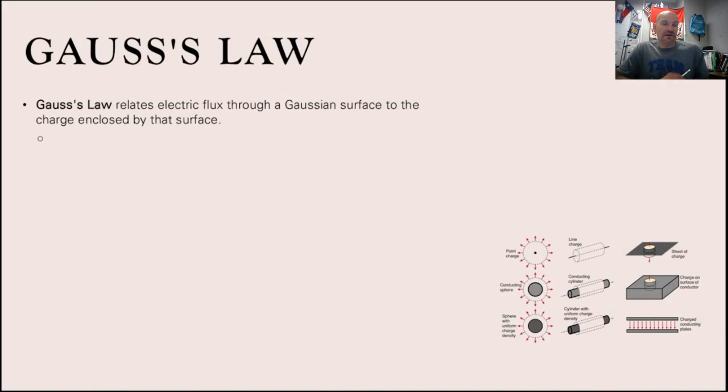So Gauss's law relates the electric flux that we just talked about in the last video as it passes through a Gaussian surface that encloses charge. So they're going to take it a little bit further than what we talked about in the example problem, where it's also going to focus on that charge. So the equation is going to be flux equals Q enclosed over epsilon naught.